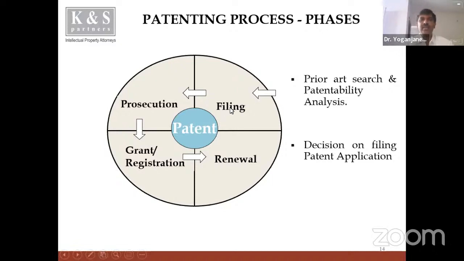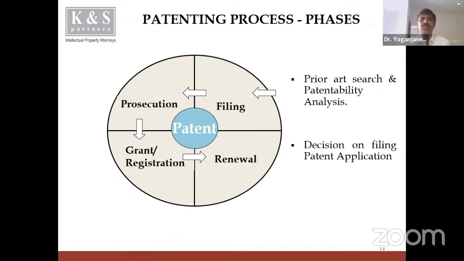So one is filing. Before filing any patent application, it is always advisable to go for a prior art search to understand whether the invention is patentable or not. After identifying that the invention is patentable, you can go for filing, and then it will be subject to the next stage called prosecution. Prosecution is nothing but the examination stage. Then it will enter the grant procedure, and after the grant it has to be renewed yearly, or there are annuity maintenance criteria which need to be fulfilled by the applicant.